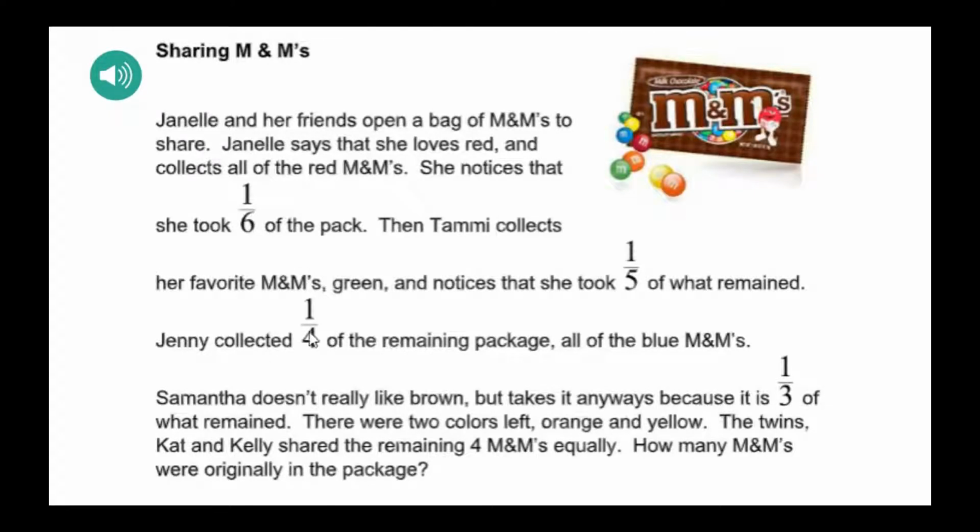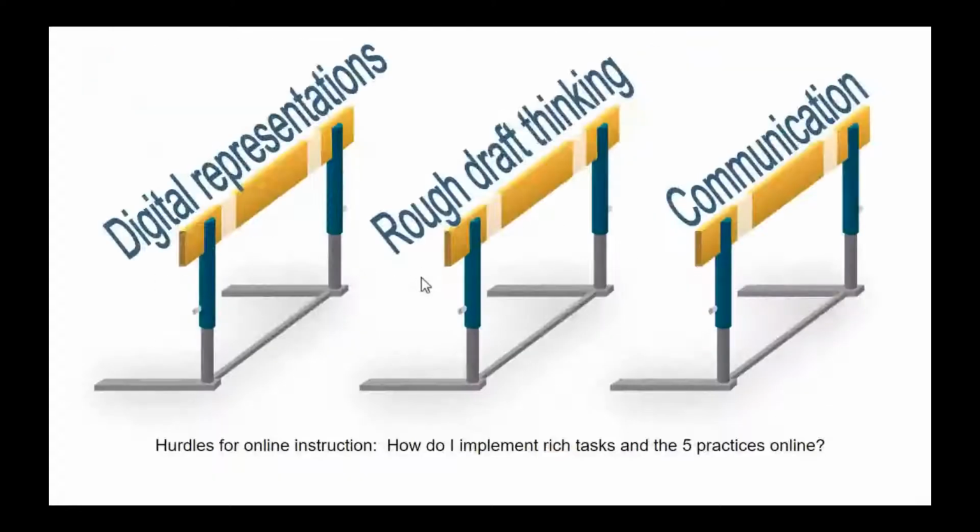And while I'm doing this, I want us to remember those hurdles, the digital representations. How do I get my thinking up on the screen? The rough draft thinking. I don't necessarily want to see my students' answer of, let's say I see 12 a lot in here. I don't just want to see a number. How do I see all their thinking? And then there's that part of communication.